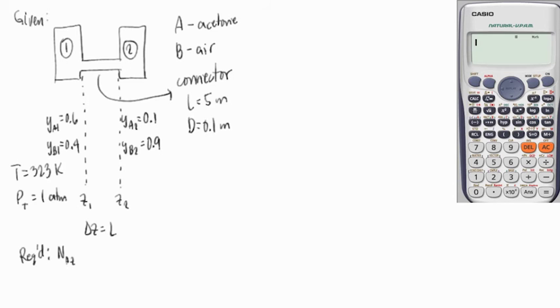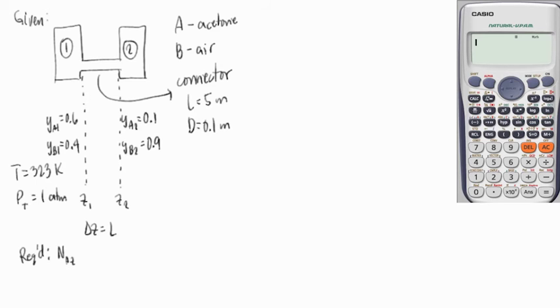This is our given for the problem. So we have the two tanks containing different mixtures of acetone and air connected by a pipe 5 meters in length and 0.1 meter in diameter. We are required to solve for the molar flux of acetone. So we will be representing acetone as letter A and air as letter B. So we now have the values of Ya1, Ya2, Yb1, and Yb2. Those are the mole fractions of acetone and air at the two ends of the connecting pipe. Our system temperature is at 323 Kelvin, and the total system pressure is 1 atmosphere.